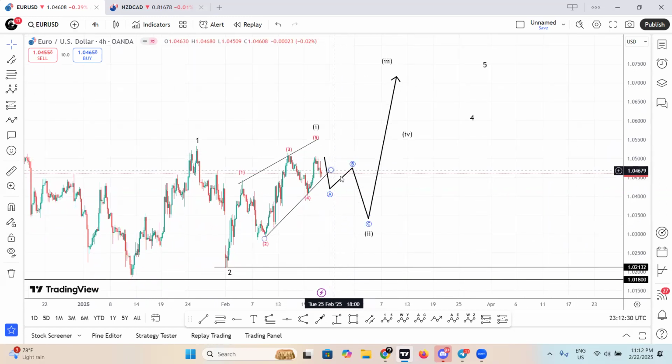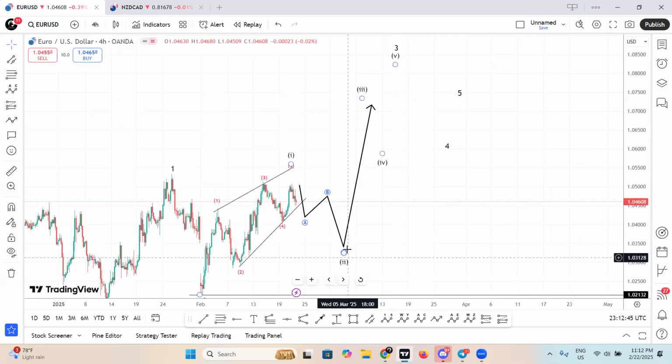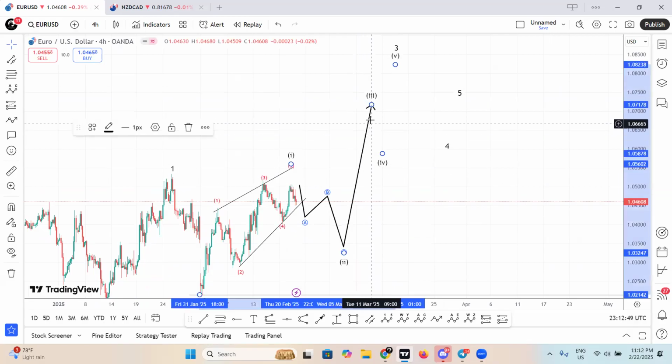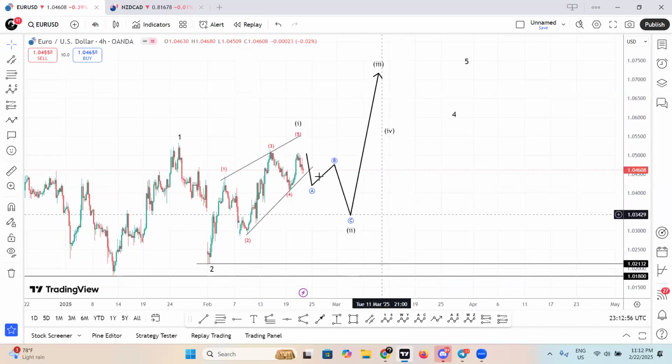We expect a retracement back to the downside of the EU, which is micro wave A, micro wave B, and micro wave C. After micro wave C, we expect an impulse move, which serves as wave 3. This is the big money. This particular wave is where the money is, this big move, wave 3. So after this correction next week, this is what we focus on.